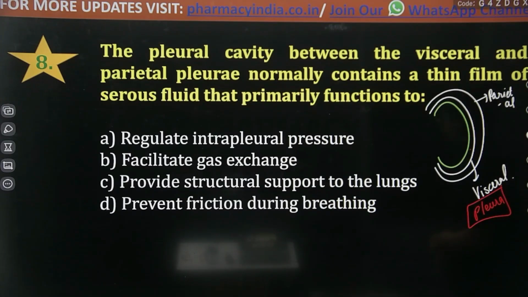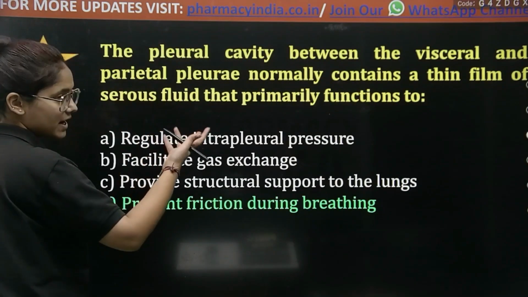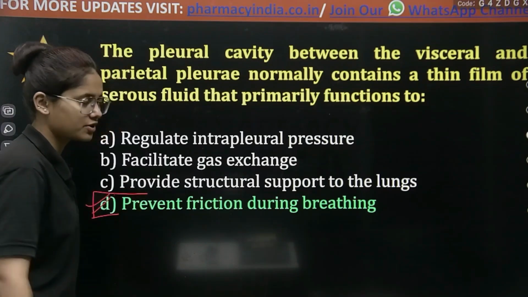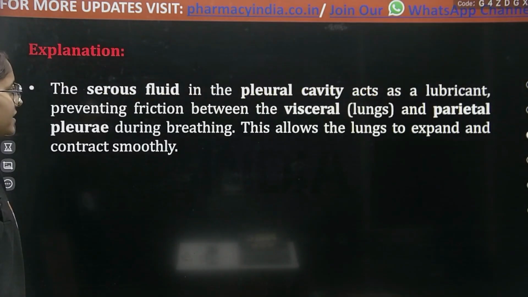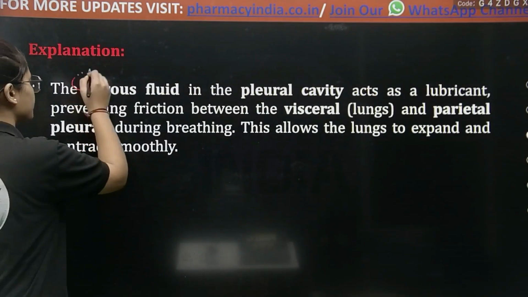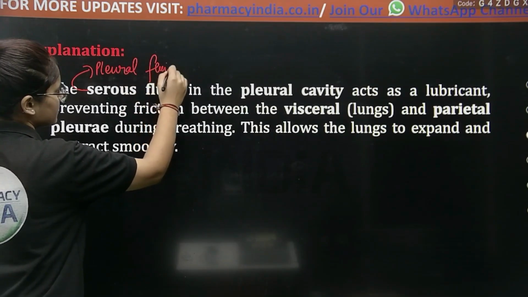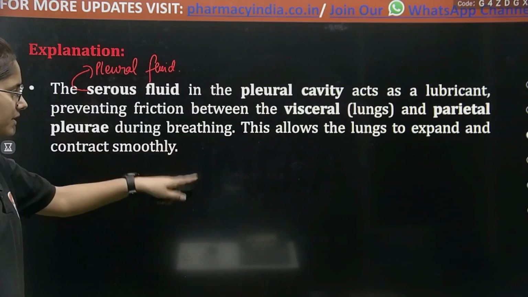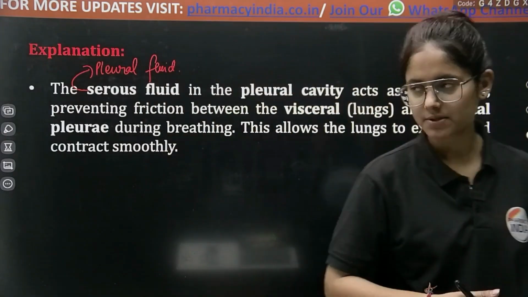Which is filled with a serous fluid named as pleural fluid, and it is used to prevent friction during breathing. Clear? Correct option is D. The serous fluid in the pleural cavity, which is also called pleural fluid, acts as a lubricant preventing friction between the visceral and parietal pleurae during breathing. This allows the lungs to expand and contract smoothly without any problems.